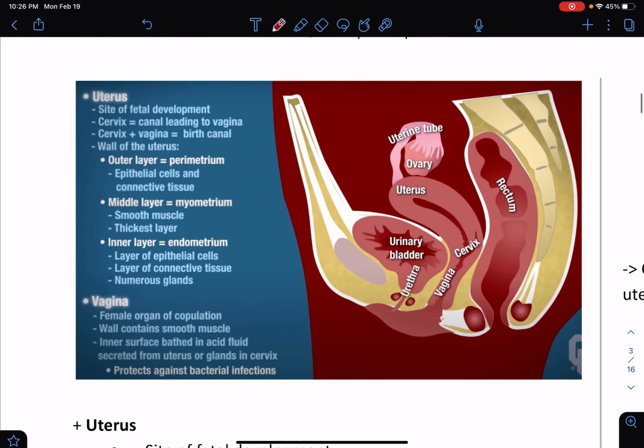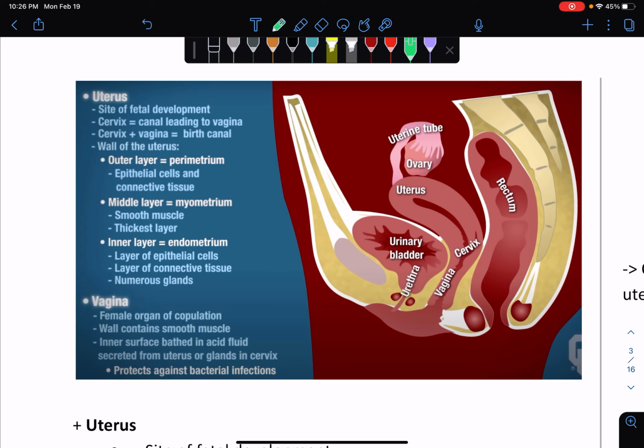So, let's talk about the uterus. This is the site of fetal development, and just like what I said earlier, it's the bahay bata, home of the unborn child. Cervix is the canal leading to the vagina, and the cervix plus the vagina, these two organs amount to the birth canal.